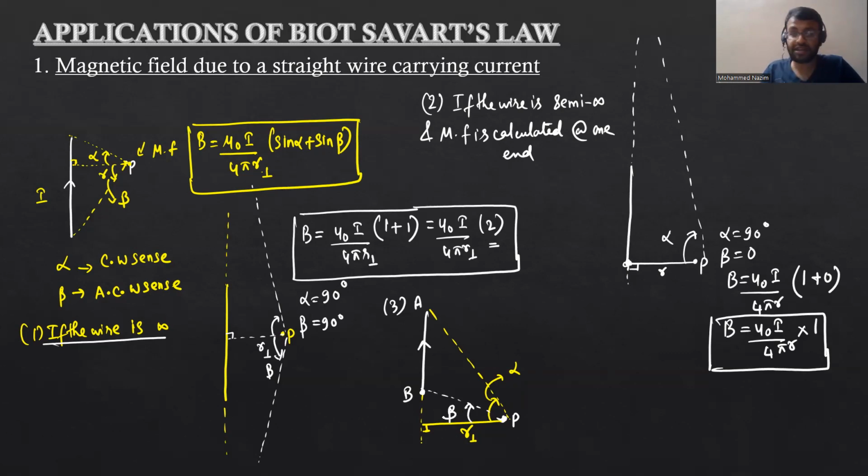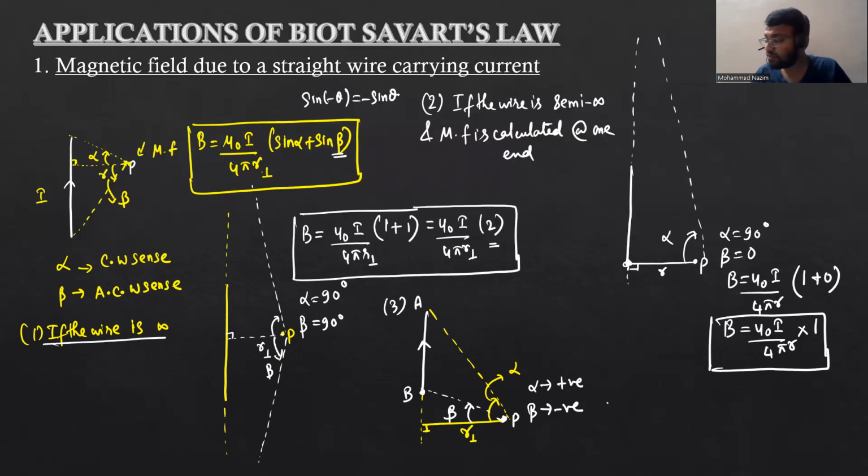But as you can see here clearly, alpha had to be taken in the clockwise sense, beta had to be taken in the anti-clockwise sense, isn't it? But here beta and alpha both are taken in the clockwise sense. So alpha anyways is clockwise, so that is positive. But beta had to be taken in the anti-clockwise sense. Since we took it as clockwise, beta is going to be negative. So sine of minus theta, how much is sine of minus theta? That is going to be minus sine theta.